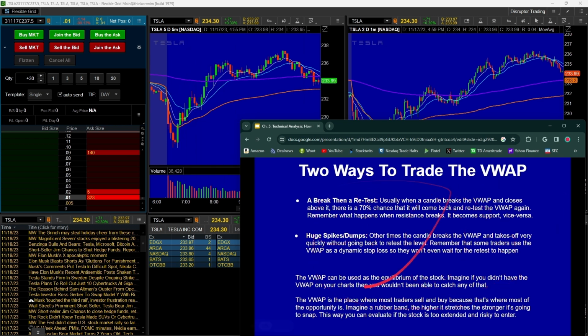Now the other way to trade the VWAP is if you're confident enough in the trade and you anticipate a break, then you're going to see a huge spike or a dump. Because sometimes when a candle breaks the VWAP, it takes off very quickly without going back to retest the level. Remember, some traders use the VWAP as a dynamic stop loss. So they won't even wait for the retest to happen. As soon as it crosses, they're selling, they're covering. And that's when you're gonna see a big break, huge spikes.